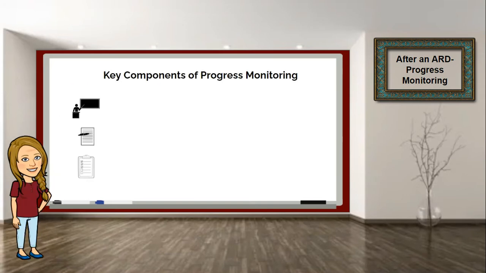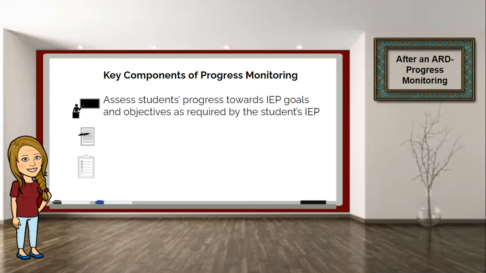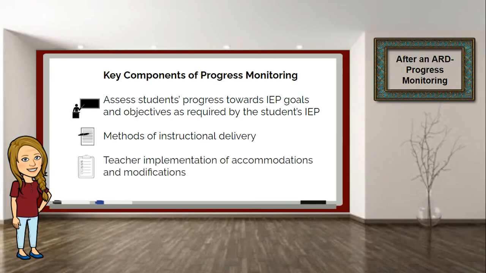TEA identified key components of progress monitoring. You should assess each student's progress toward their IEP goals and objectives, which then leads to you monitoring the methods of instructional delivery and making changes when necessary. And finally, monitor that teachers are implementing the accommodations and modifications and provide guidance if necessary.